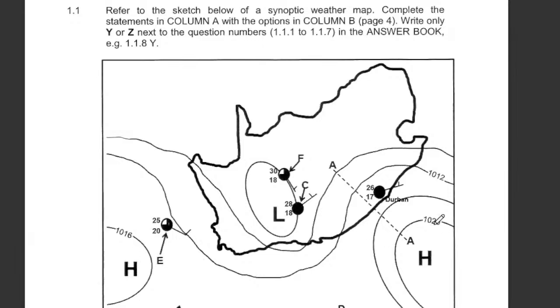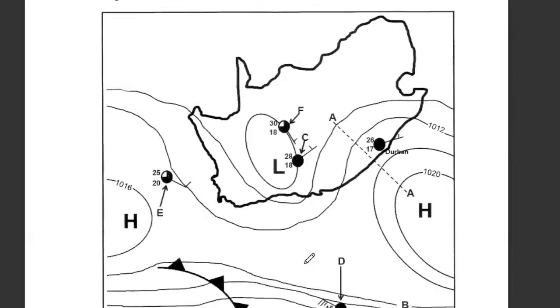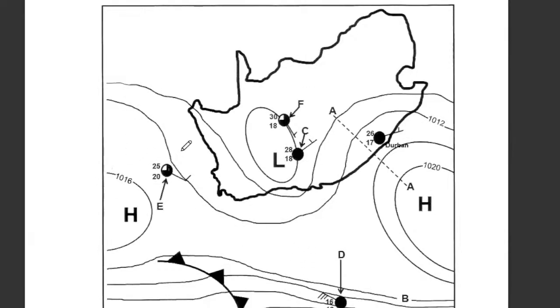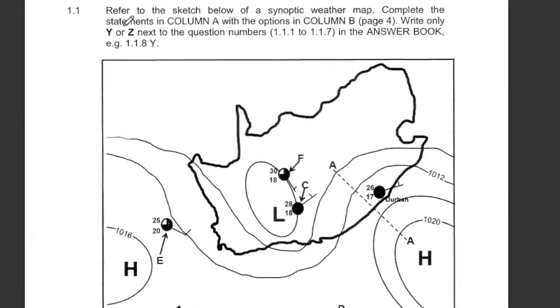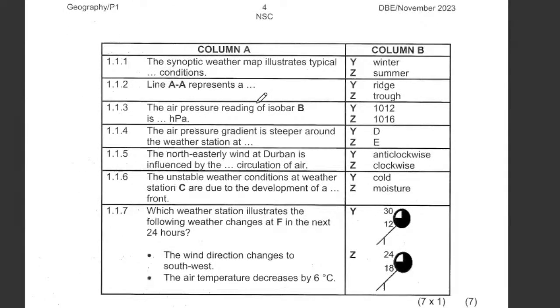This is the South Indian high pressure. Okay. And when you look at their positioning, they're a bit far away from the coast. But even when you see the cold front, is also a bit far away from the coast. Okay. So when you look at the questions, they say, refer to the sketch below, synoptic weather map. Complete the statements in column A with option in column B, page 4. Write only Y or Z next to the question numbers. Let's go see the questions.